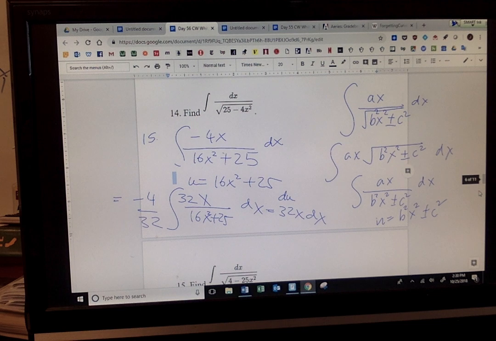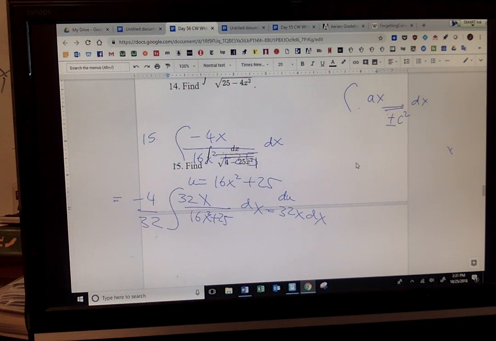You see how elegant it is. Therefore, the expression really becomes negative 1 over 8 integral du over u. Is everybody okay there? And what's the integral of 1 over u? ln u. But what is u after all? ln of 16x squared plus 25.